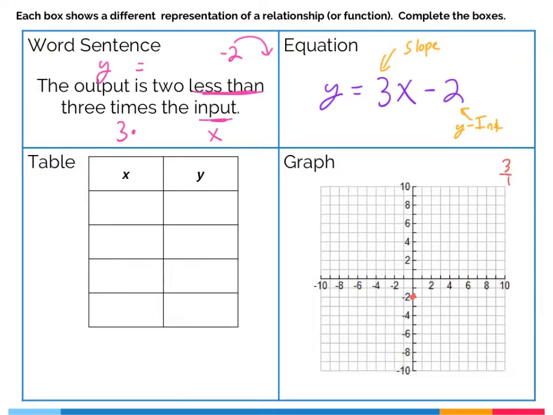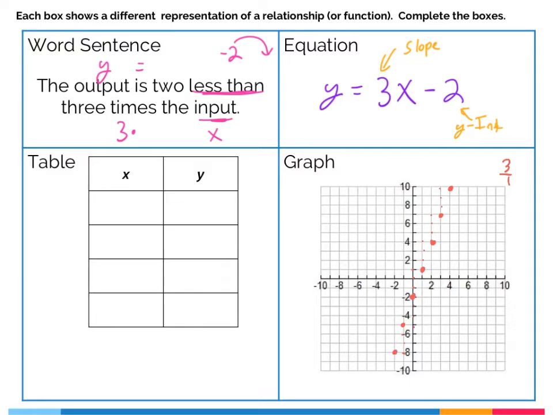So I'm going to be going up 3 and over 1, so up 1, 2, 3 over 1, and again, up 1, 2, 3 over 1, and I know that it works the same direction the other way, down 1, 2, 3 over 1, and I've run out of space on my graph.